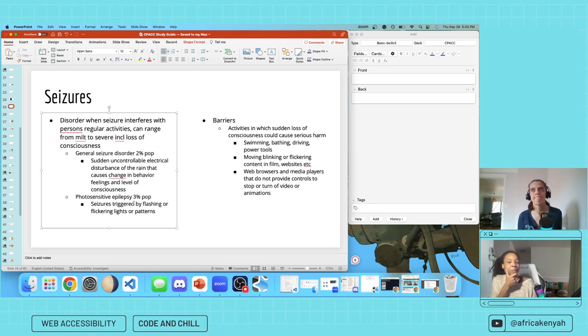All right, so the barriers, from my understanding, are mostly the fact that you can suddenly lose consciousness. So that makes a lot of things hard to do, like swimming, bathing, driving, using power tools, and dealing with blinking or flickering content on film.